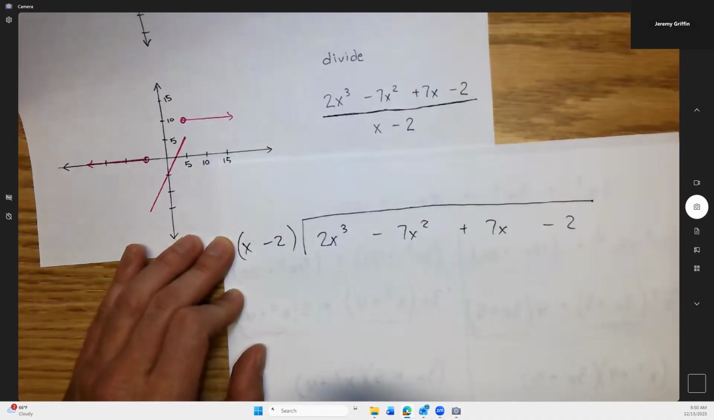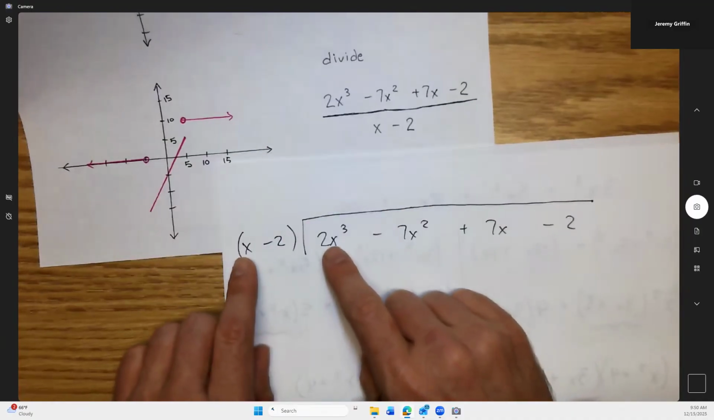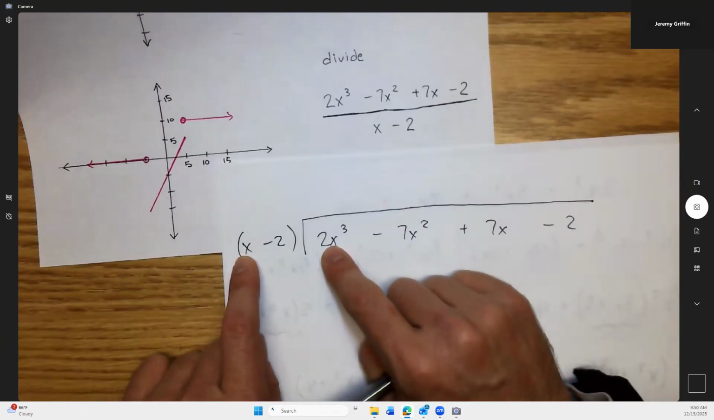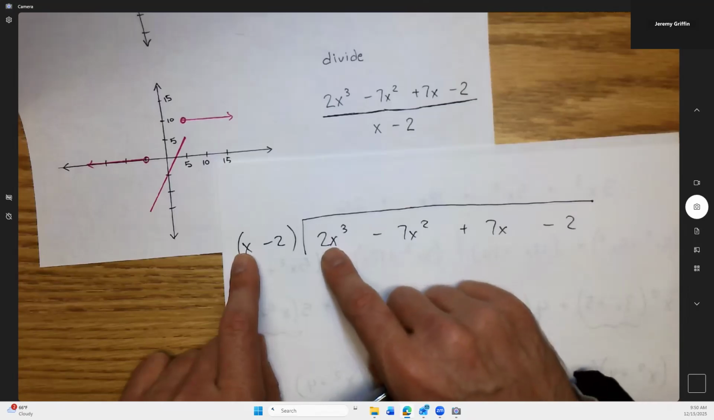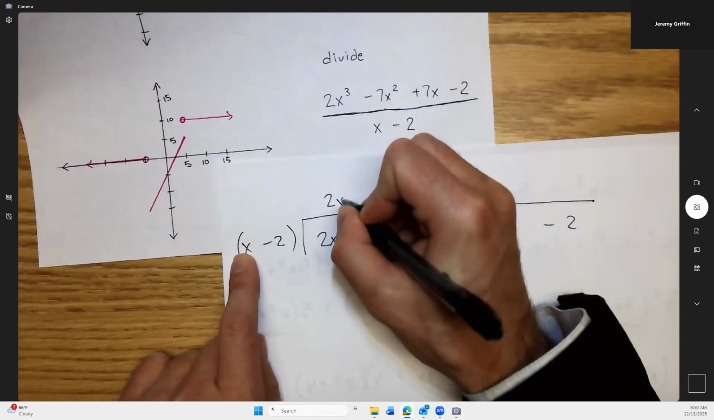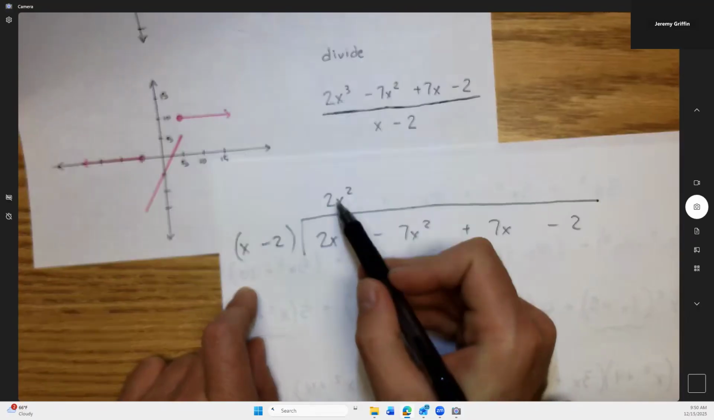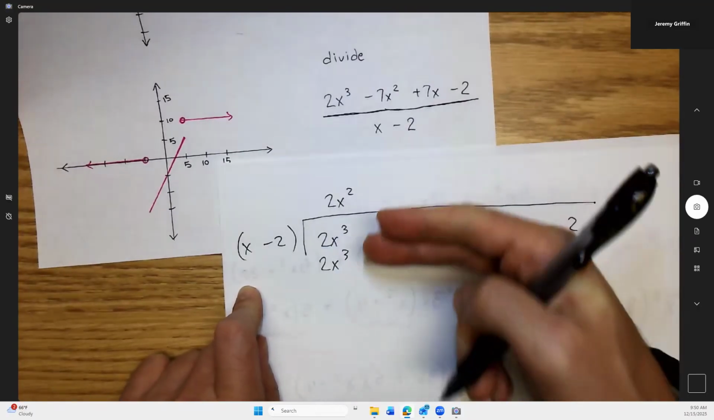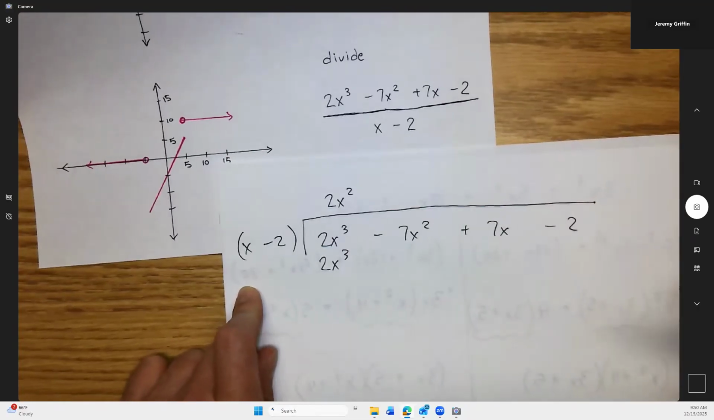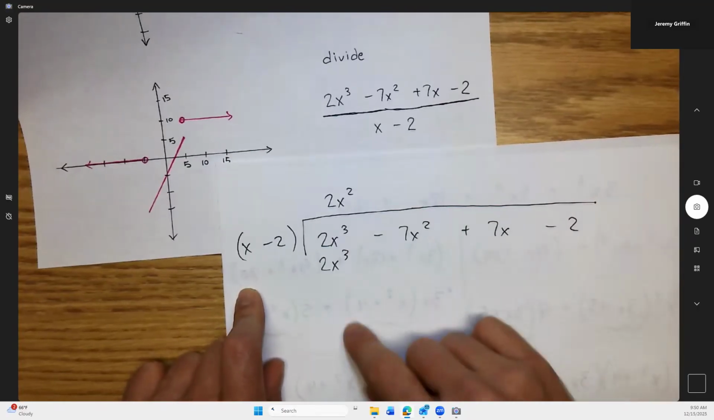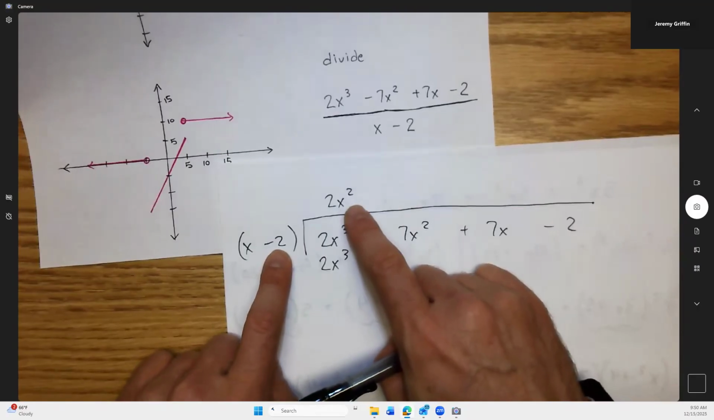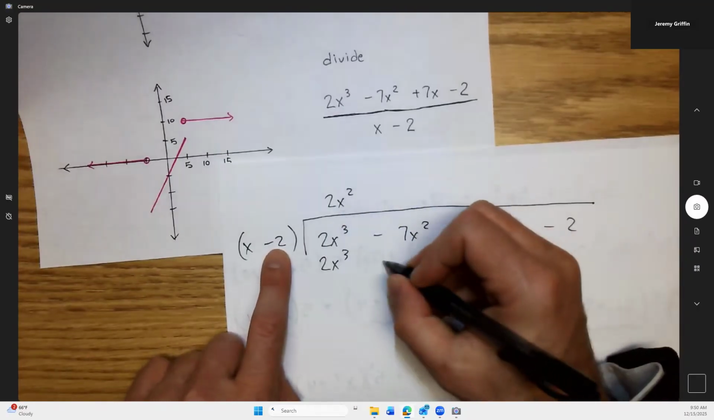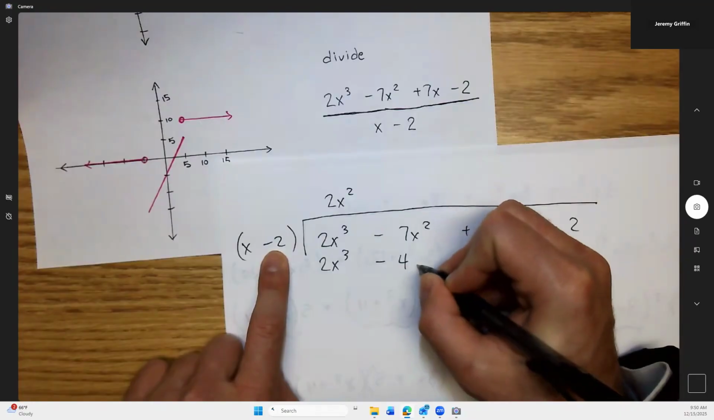Okay. So let's go through this. I'm looking at the first term of each of these expressions. How many times can this x go into 2x cubed? 2x squared. Because you take 2x squared, multiply by x, that gives you 2x cubed, which matches this. So when I eventually subtract, that'll go to 0, which you should. You're trying to make that happen. But guys, don't forget this piece here. 2x squared times negative 2 is negative 4x squared.